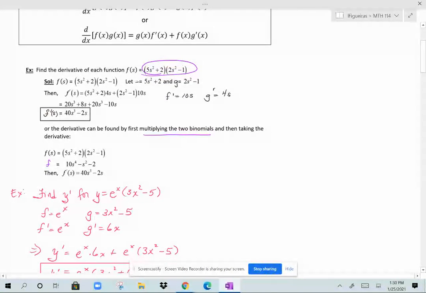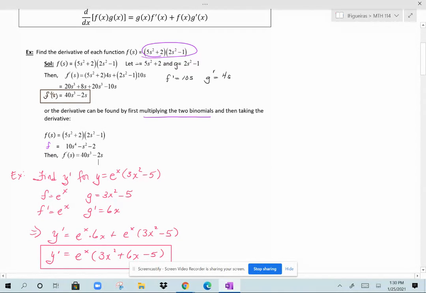Okay, so here's an example of where you have to use product rule. So it won't help if you distribute, you wouldn't avoid using the product rule. My two expressions are e to the x, that's your f in the product rule formula, and then 3x squared minus 5 would be g. So the derivative of f is f prime, and that's e to the x, and the derivative of g would be 6x.